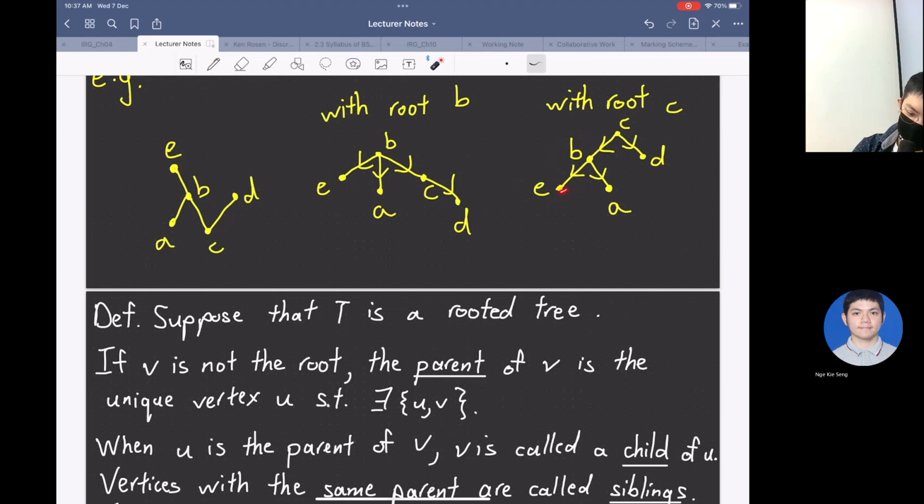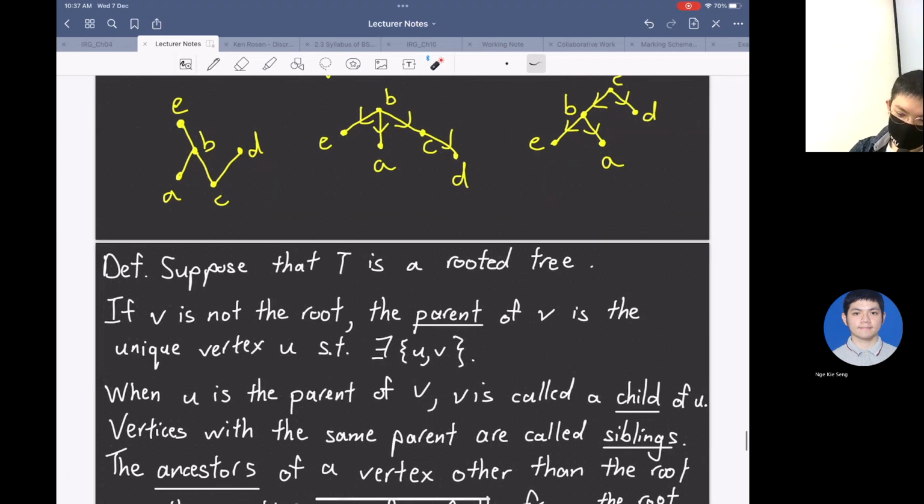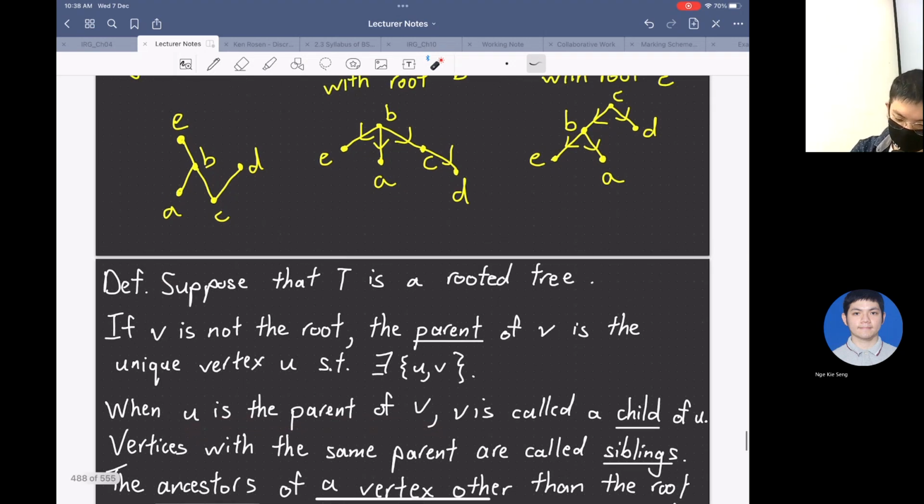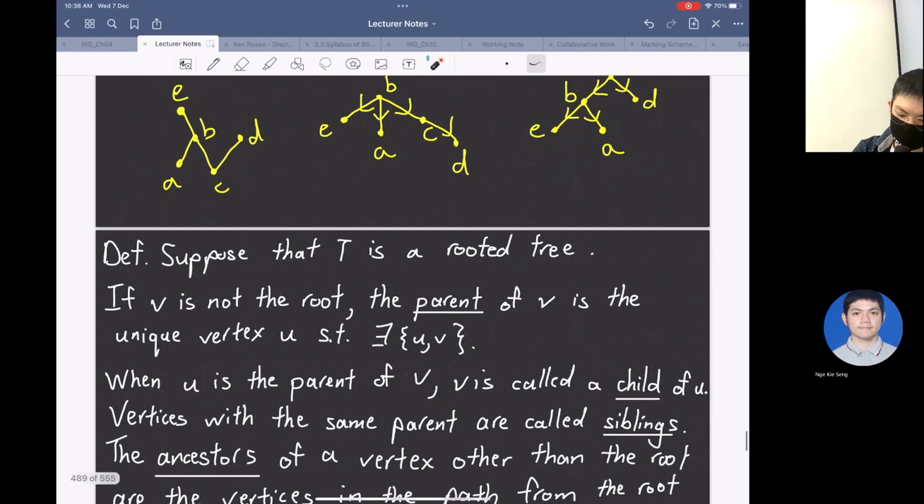Roots don't have a parent, but all the rest have a parent. Next, when U is a parent of V, then V is a child of U. For example, B is a parent of E, and then E is a child of B. And E and A have the same parent, so they are siblings.